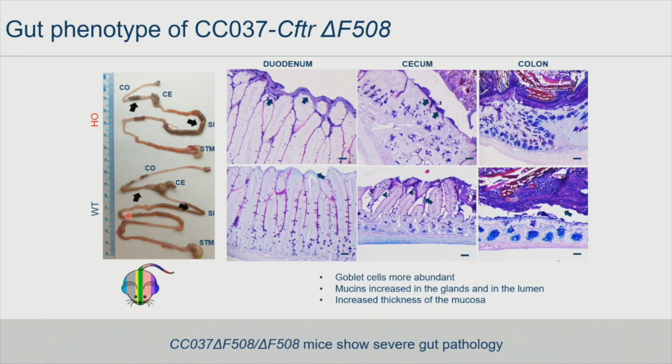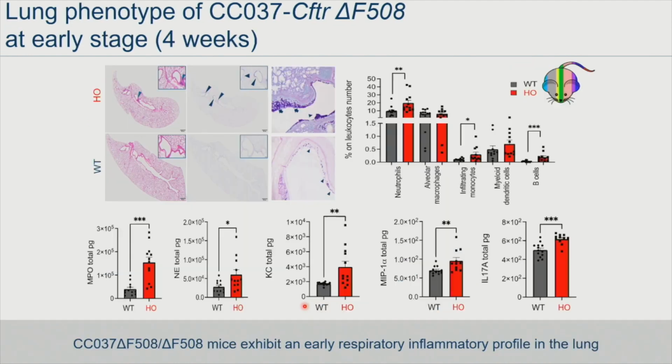Gut phenotype is not really surprising because, as described for other species and other mouse models, we have a strong gut phenotype with a severe pathology that is mainly characterized by goblet cells, more abundant goblet cells, mucins that are increased in the gland and in the lumen, and increased thickness of the mucosa. And as I said before, if we look at these conditions, they are really overlapping with lung pathology in human, not in mice. So next we check lung phenotype.